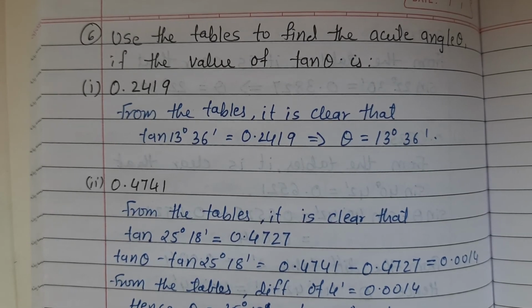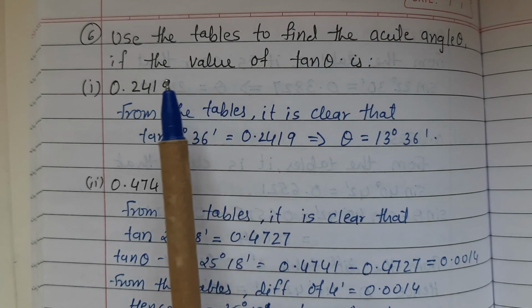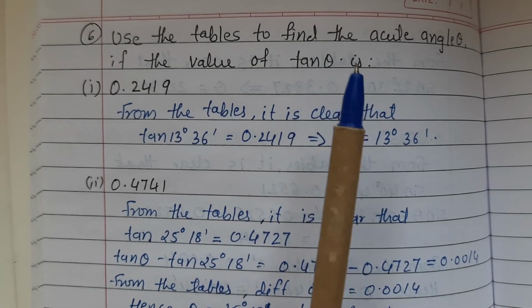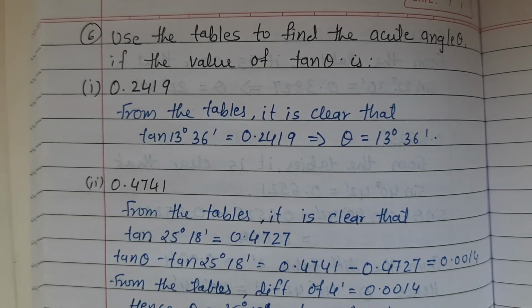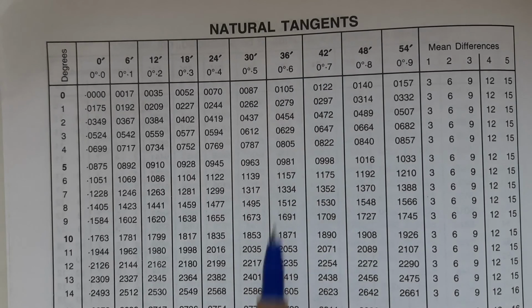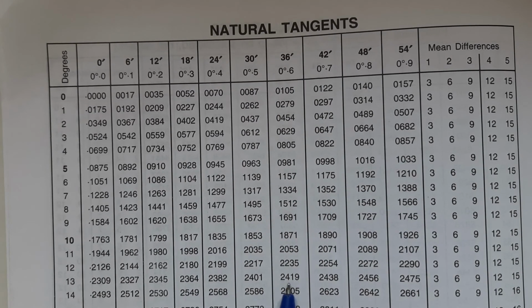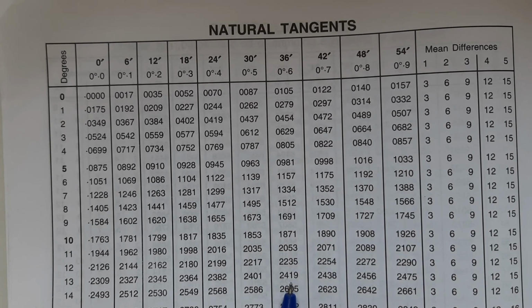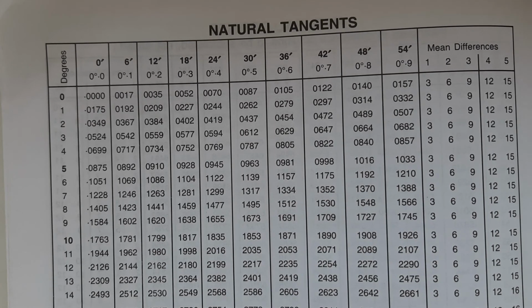Sum number 6. Use the table to find acute angle theta if the value of tan theta is, first part, 0.2419. From the table of natural tangent, we want 0.2419. Here it is. Therefore this is 13 degree 36 minutes. Therefore theta is 13 degree 36 minutes.